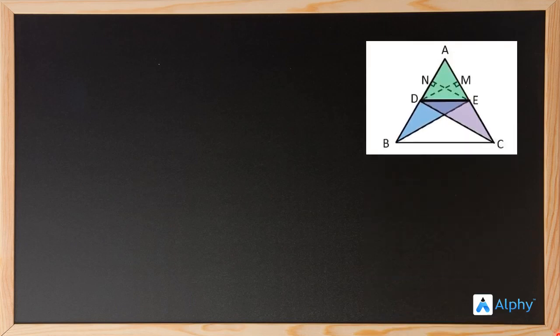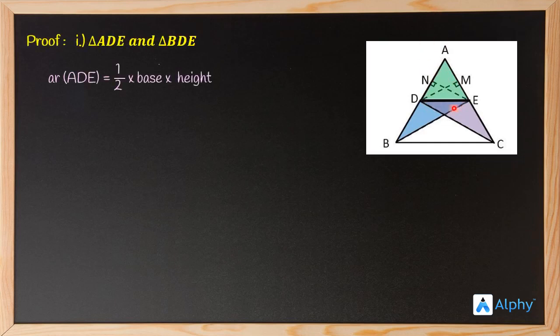First of all, we will consider the triangles ADE and BDE. We will find their areas first. So the area of triangle ADE will be given by half into base into height. Its base would be given by AD and its height is the perpendicular, which is EN. Hence the area would be given by half into AD into EN, and we mark this equation as equation number 1.